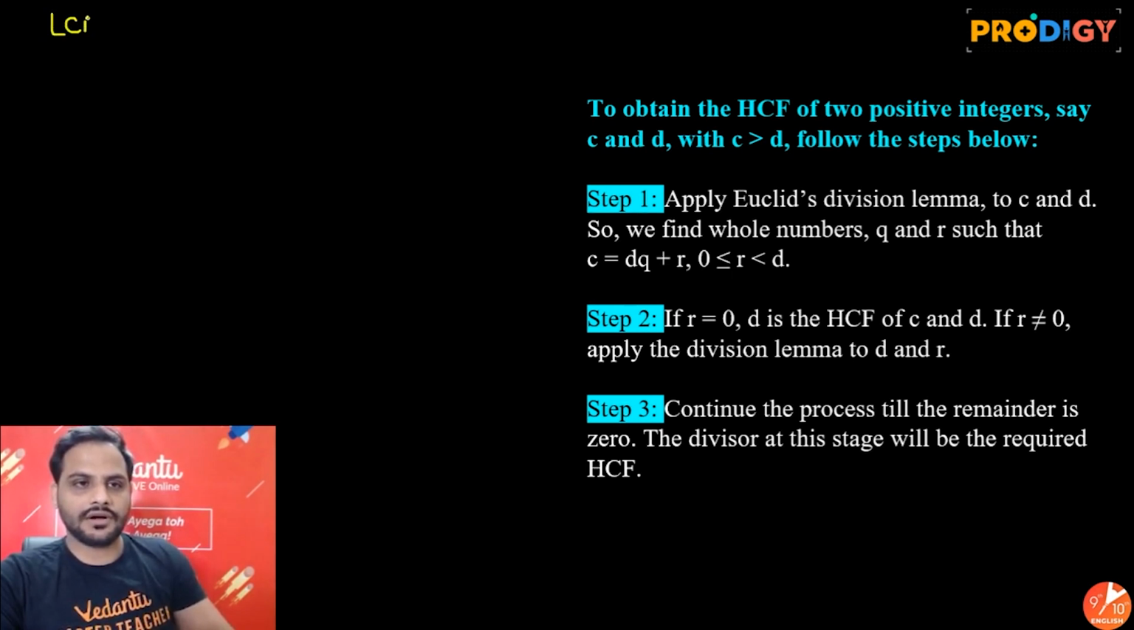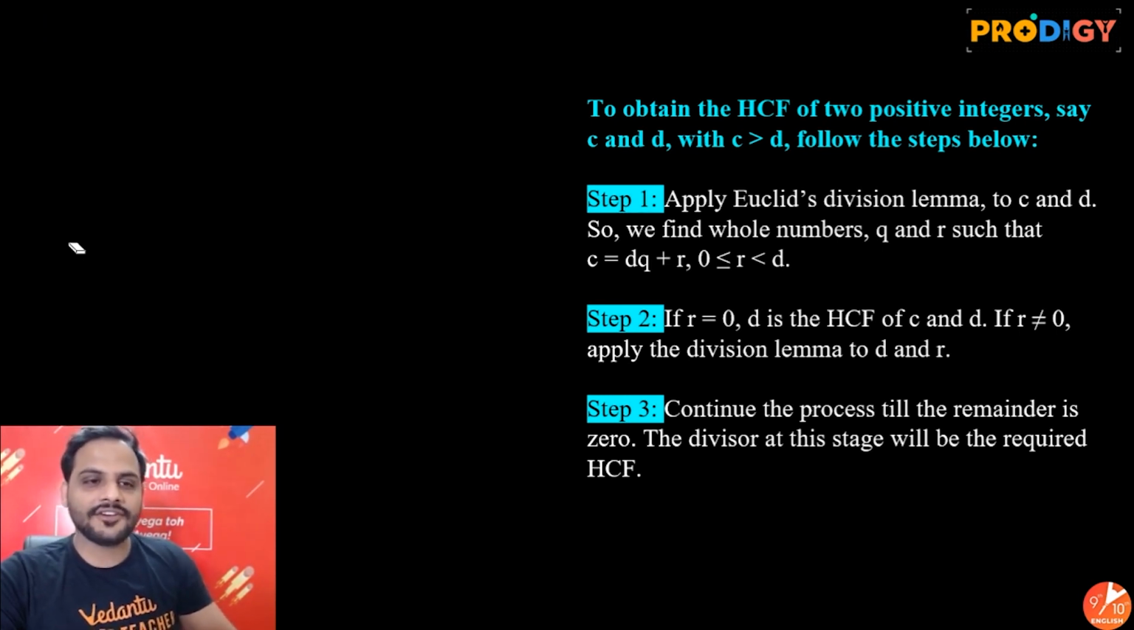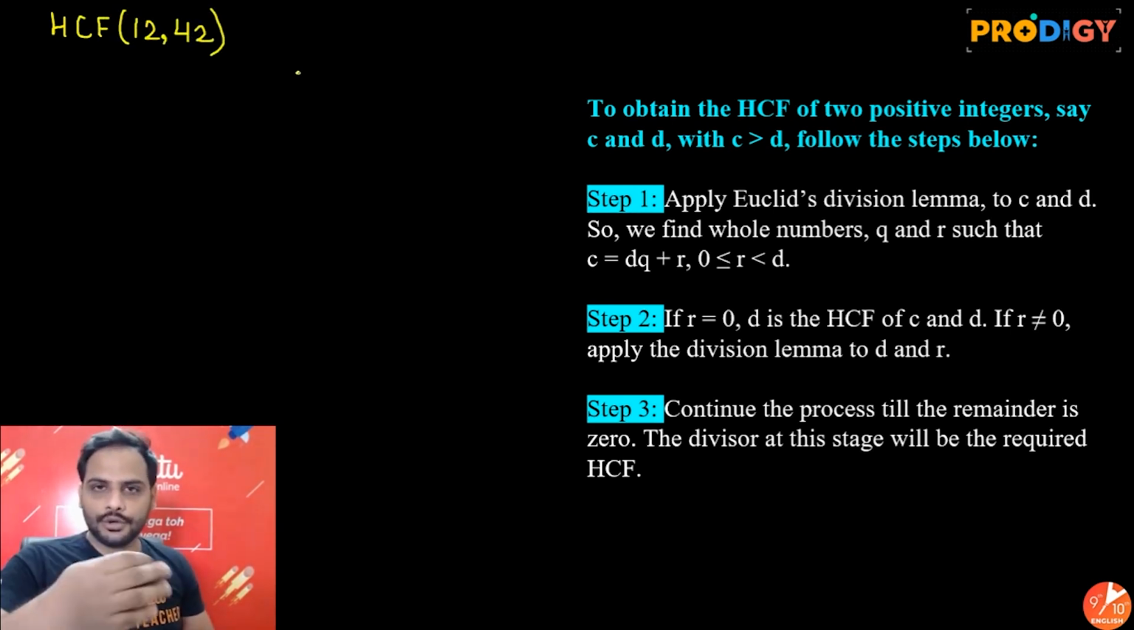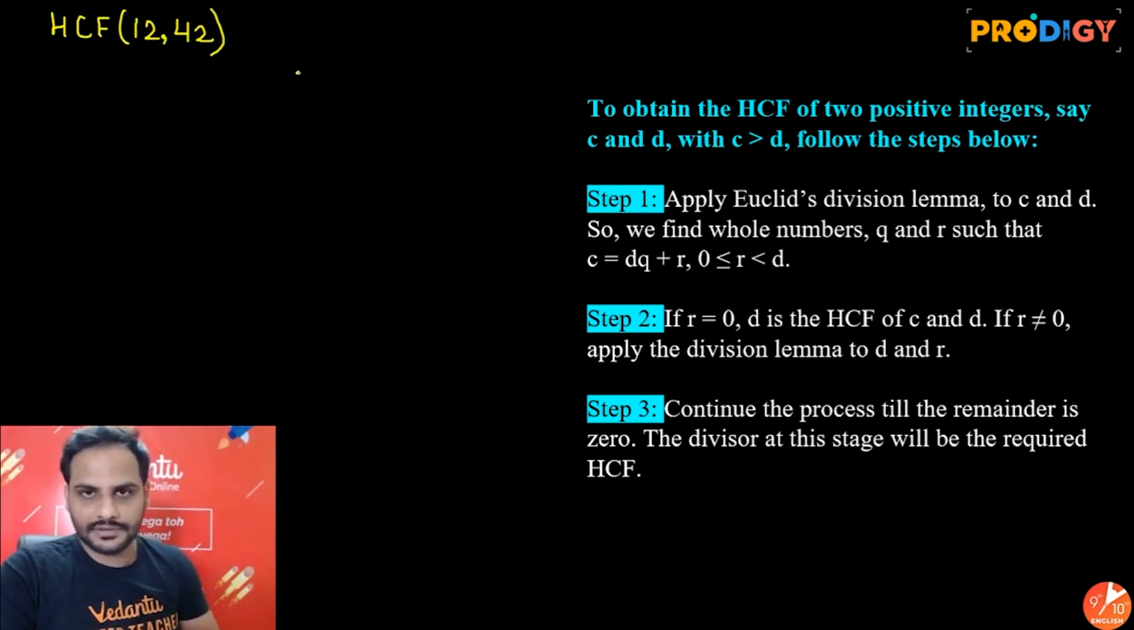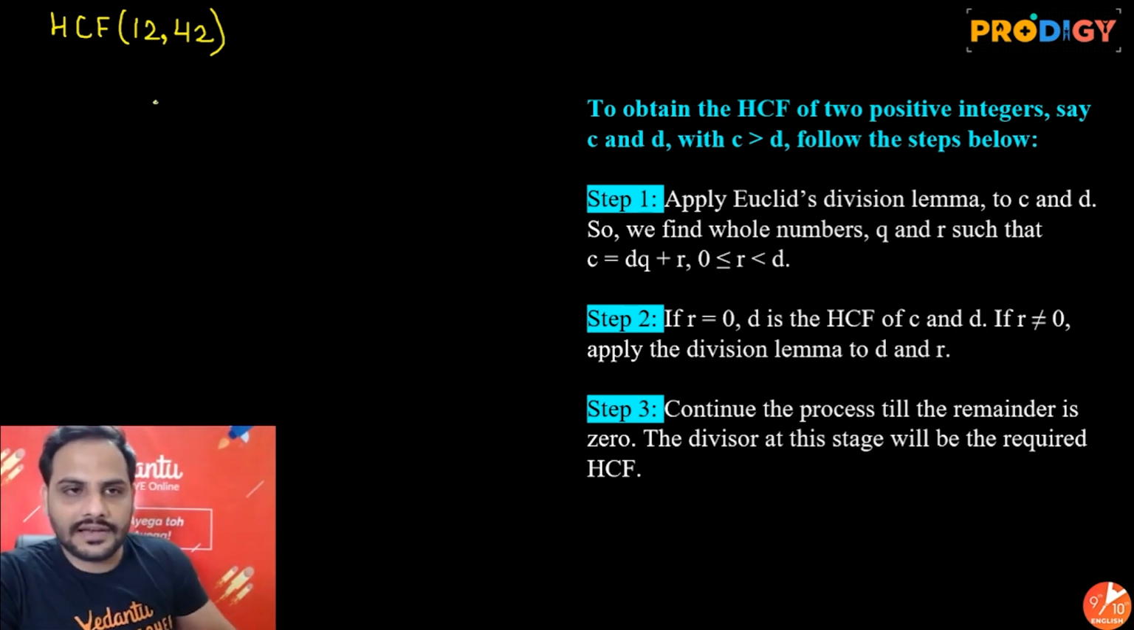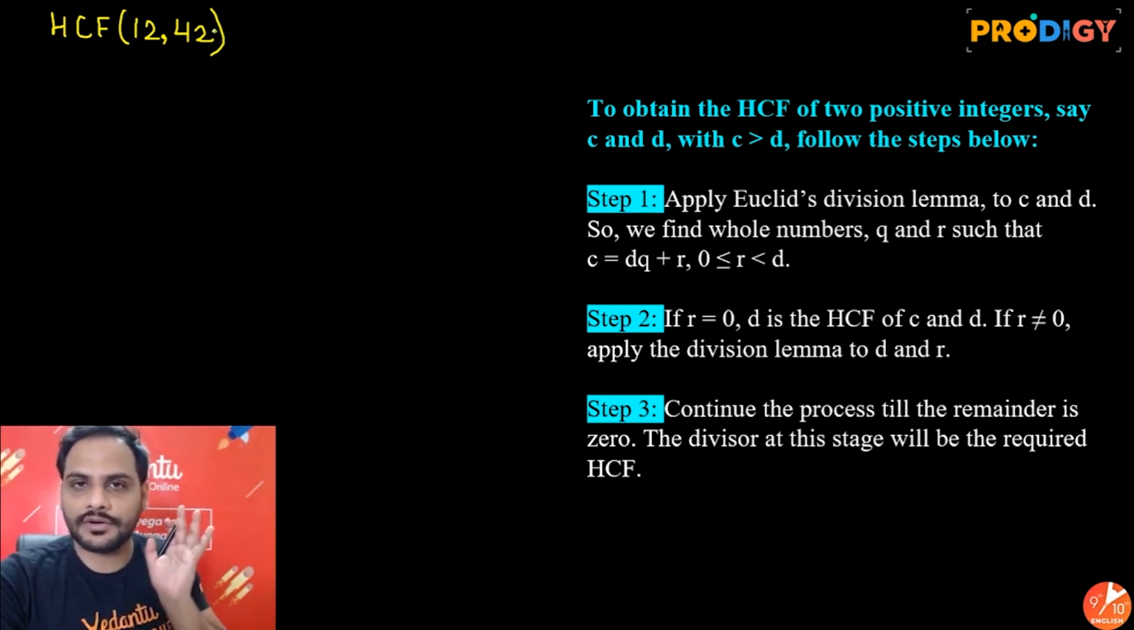We'll find out now the HCF, not LCM. Let us find out the HCF of 12 and 42. So beta, what we need to do is follow Euclid's division algorithm. First let's take the values of A and B.